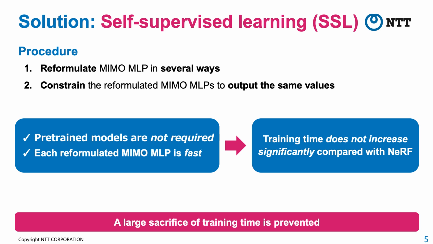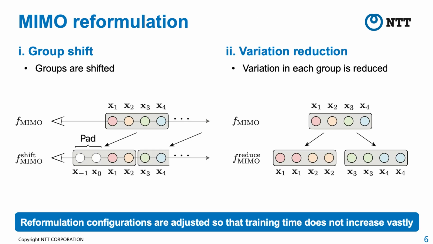Notably, the training time does not increase significantly compared with the original NeRF, because not only are pre-trained models not required, but also each reformulated MIMO-MLP is faster than the original SISO-MLP. Here are the details of MIMO reformulation. We developed two methods. The first is group shift, in which the groups are shifted. The second is variation reduction, in which variation in each group is reduced. In practice, we use these methods simultaneously, and adjust their configuration so that the training time does not increase vastly.